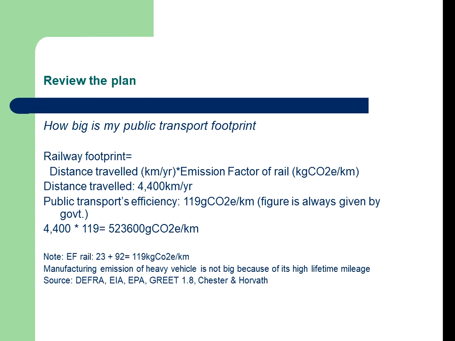How big is my public transport railway footprint? Distance traveled multiplied by emission factor. Distance traveled is 4400, same as in my car, but public transport efficiency is 119 grams carbon dioxide emission per kilometer. This is given in the reference, and this is the total efficiency of public transport. And finally I calculate the railway footprint: 523,600 grams carbon dioxide emission.